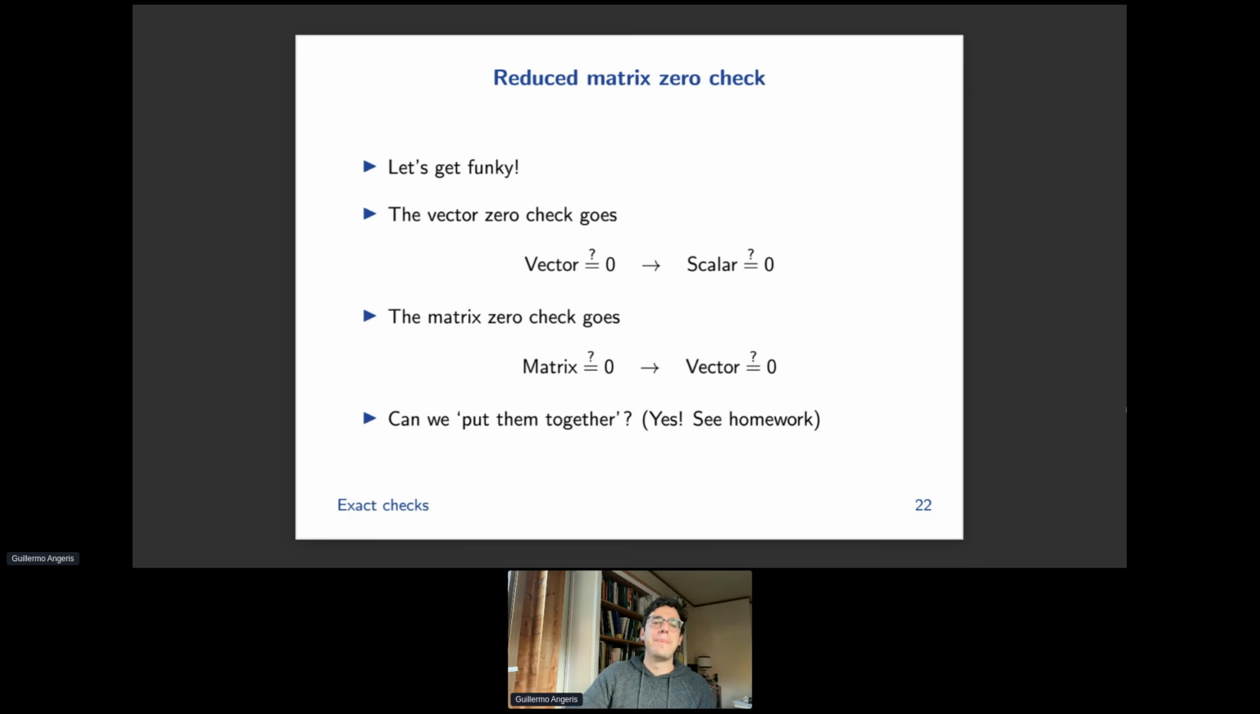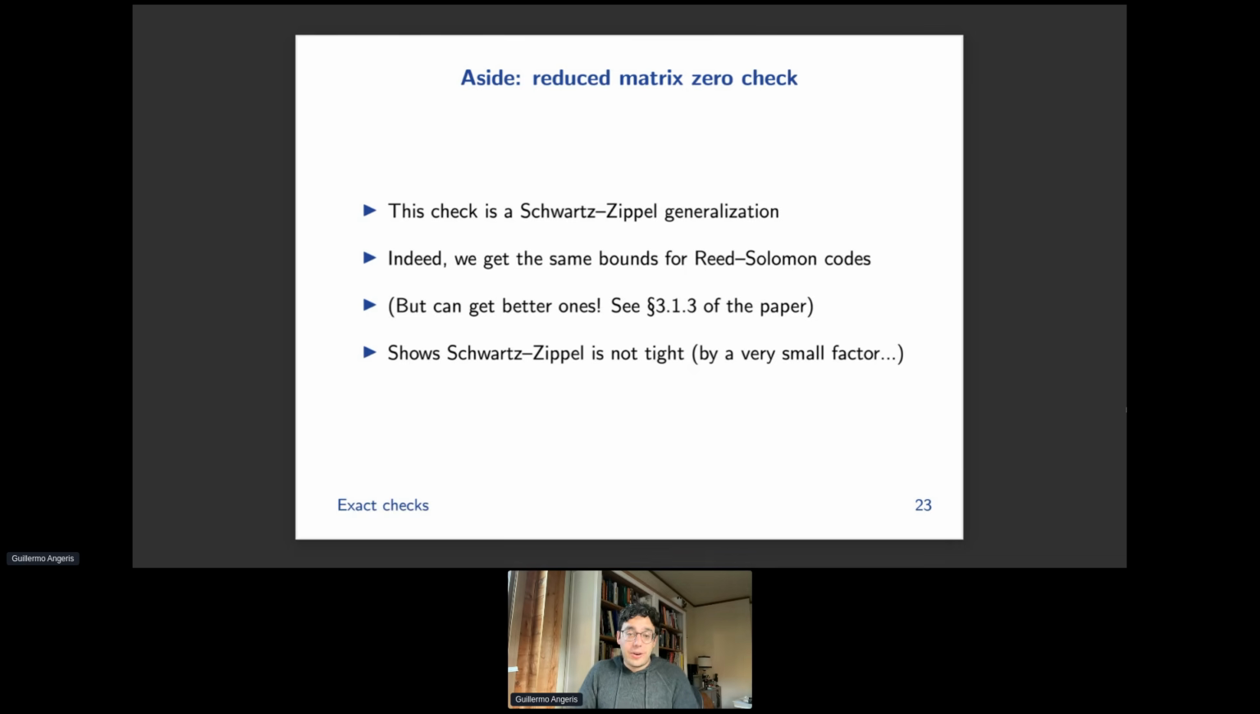So, okay. For the nerds in the room, like me, this idea that you can take a matrix, reduce it to a vector, and then reduce that to a single scalar, is actually a generalization of Schwarzschild. If you just naively apply the probabilistic implications, as you'll see in the homework, you're going to get exactly the same Schwarzschild lemma if the matrix G is a Reed-Solomon code matrix. But it turns out it's actually not tight.